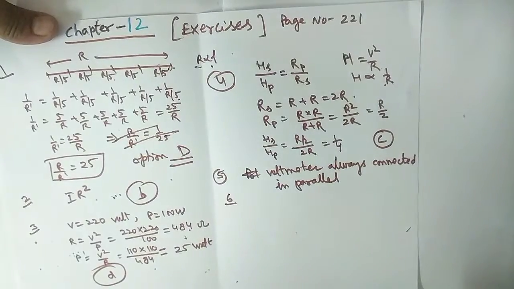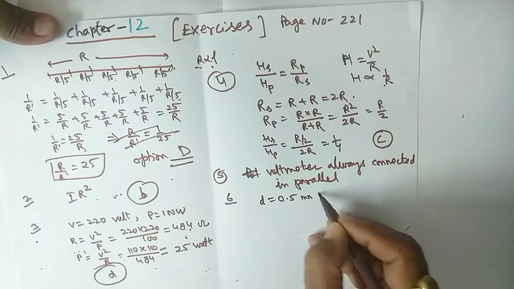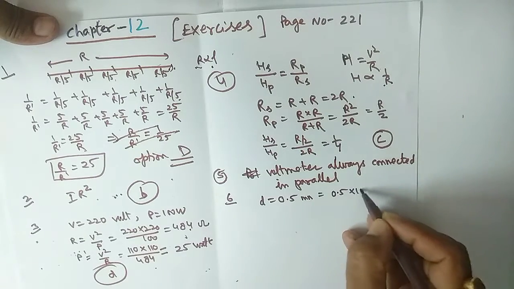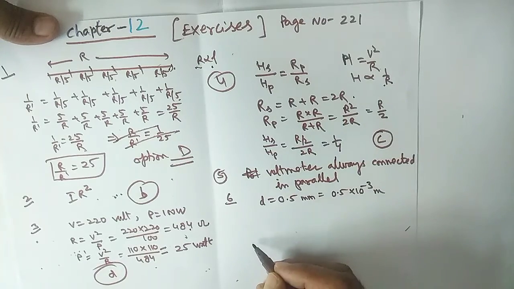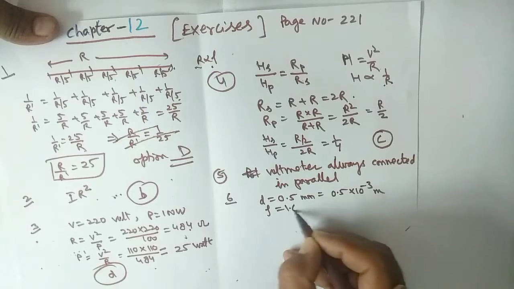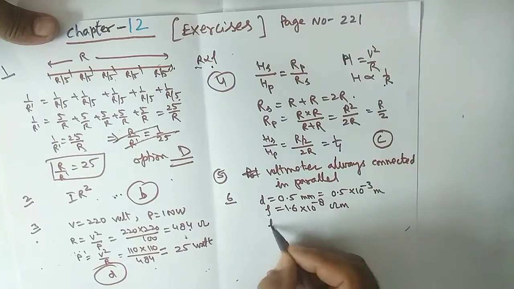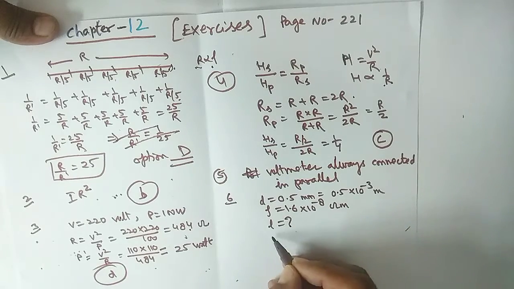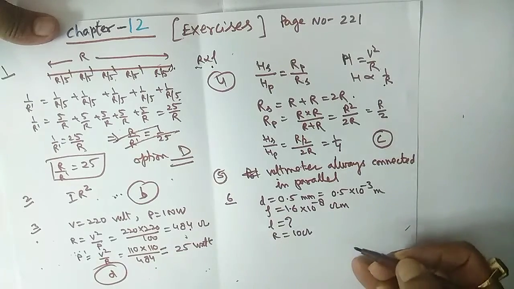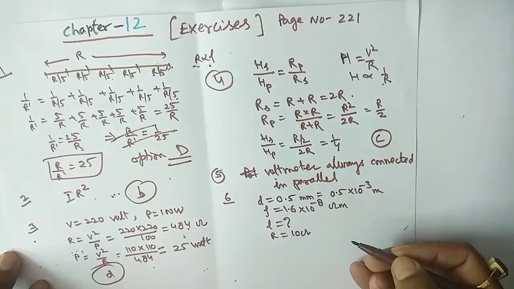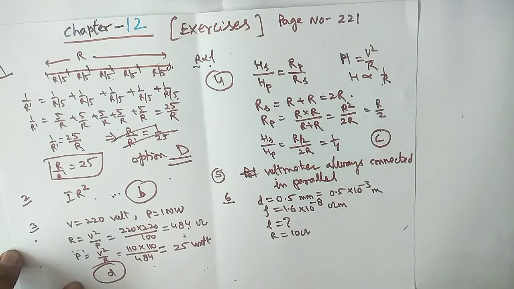Now come to the question number 6. A power wire has the diameter given, 0.5 millimeter, or you can write 0.5 into 10 to power minus 3 meter. Resistivity is given, it is 1.6 into 10 to power minus 8 ohm meter. You have to find the length to make a wire of resistance 10 ohm. And it is also asked what will happen if we double the diameter.